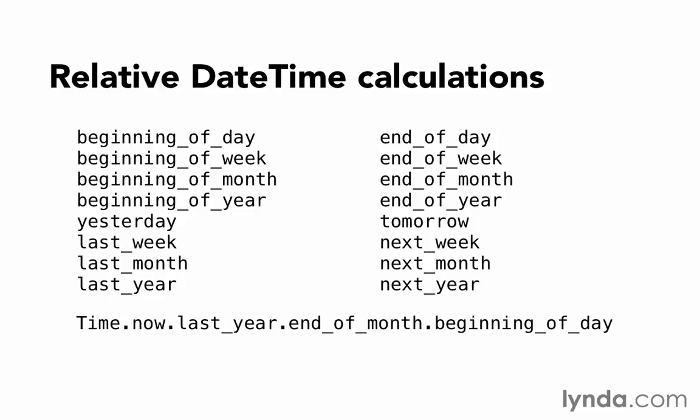And then if we say end_of_month, then that jumps from that point forward to the end of the month. And beginning_of_day makes sure that we're at the beginning of that day, midnight. This is a good way to jump around in time to find exactly the time that you're looking for and to do it in a very readable way.